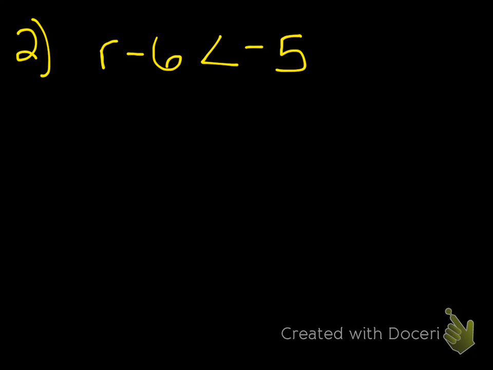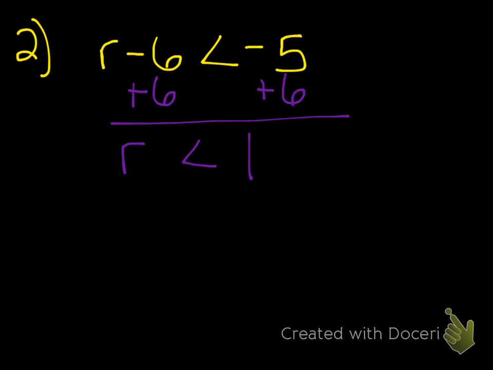Number 2. Most everybody got this one correct. This one was fairly simple. So you're going to add 6 to this side, and then add 6 to that side. So we get r is less than 1. That one's pretty simple.